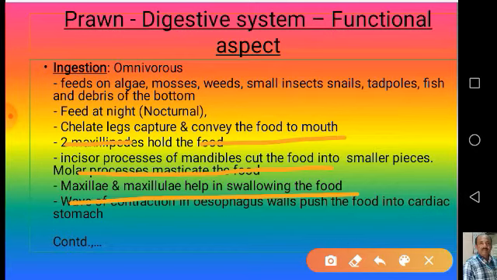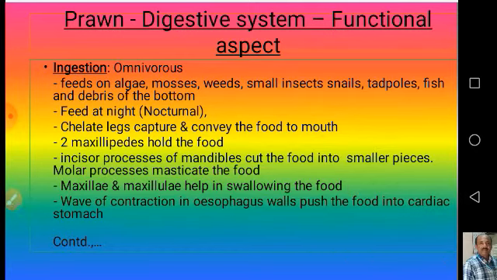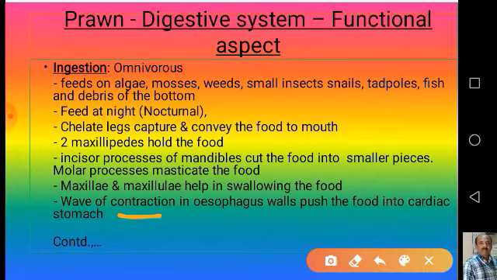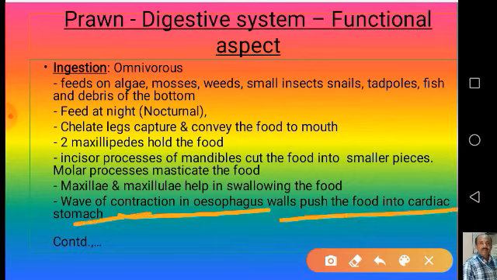In the buccal cavity, now what happens? The molar processes of the mandibles crush the food. A wave of contraction is also produced in the esophageal walls, which pushes the food directly into the cardiac stomach.